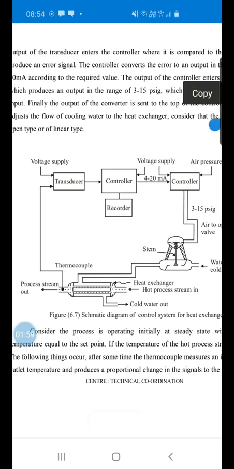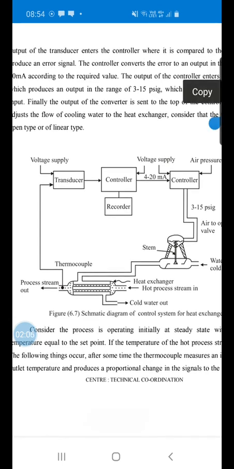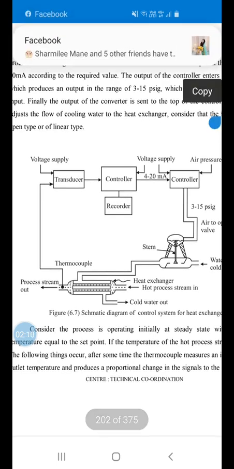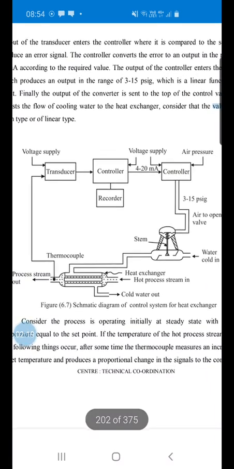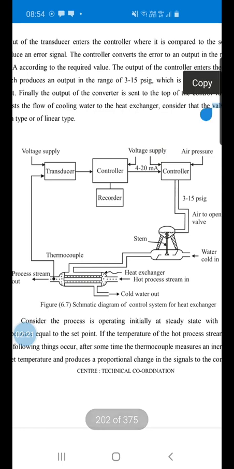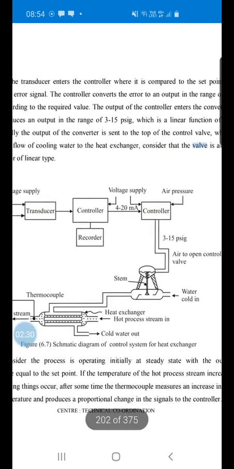So whatever temperature is measured by the thermocouple, this temperature signal is converted into the range of 4 to 20 milliampere. Means if we take a temperature range of 0 to 100 degrees Celsius, then 0 means 4 milliampere and 100 degrees Celsius means 20 milliampere. So if the temperature is in between, accordingly that amount of current signal is generated, which is a linear function of the input. The output of the transducer enters the controller, where it is compared to the set point to produce an error signal.